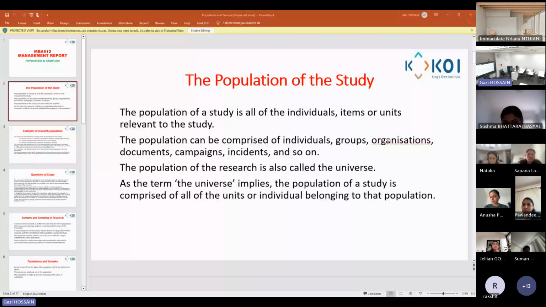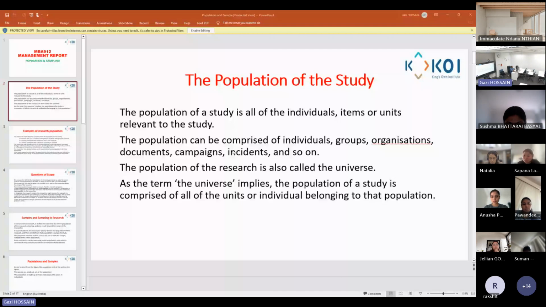And sometimes it can be accidents. So how many accidents take place in different mining companies, in different places or different countries. So the accident rate, incidents, such as bullying, can be the population event.